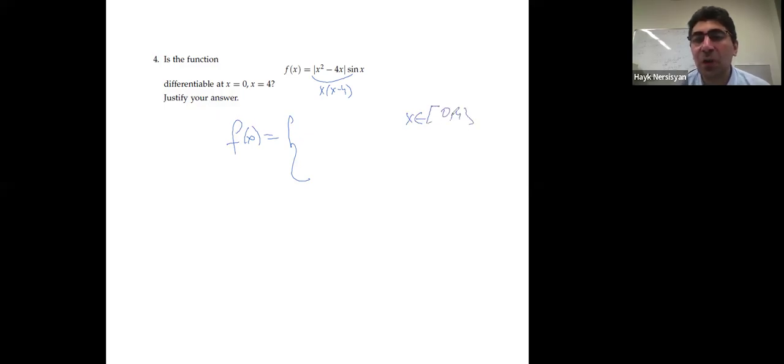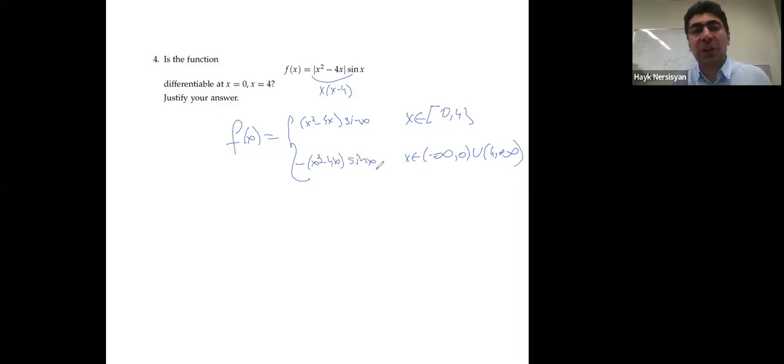If it is in between 0 and 4, x times x minus 4 is positive, and our function will be x squared minus 4x times sine x. And when x belongs to minus infinity to 0, and from 4 to plus infinity, our function is negative x squared minus 4x times sine x.